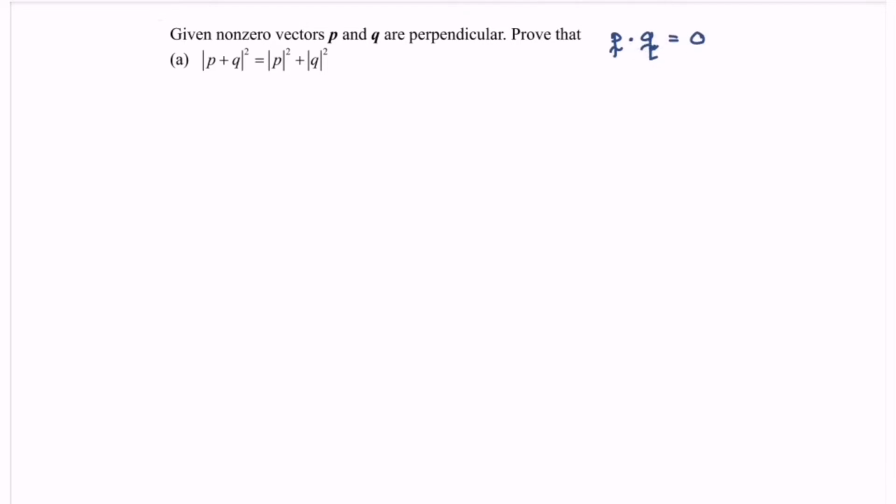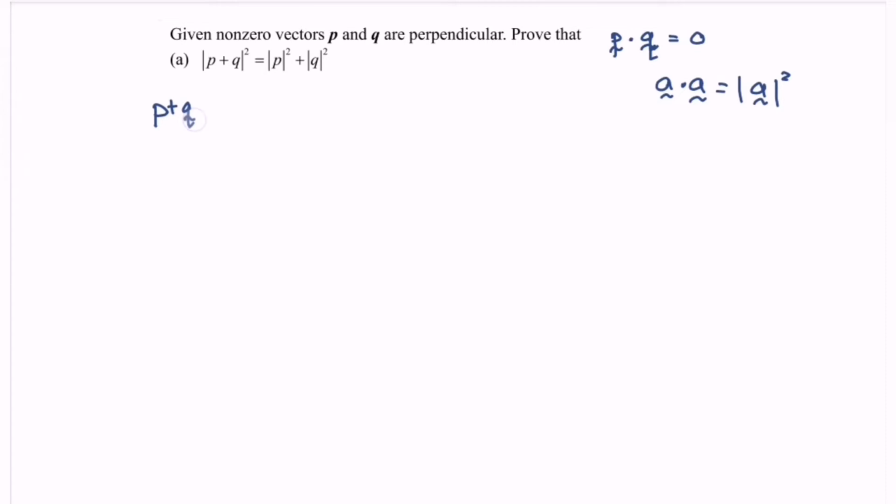In part A, they ask us to prove that the modulus of P plus Q squared is equal to the modulus of P squared plus the modulus of Q squared. So kindly focus on the situation. Make use of the properties where we have A dot A is equal to the magnitude of A squared. So kindly refer to this part.